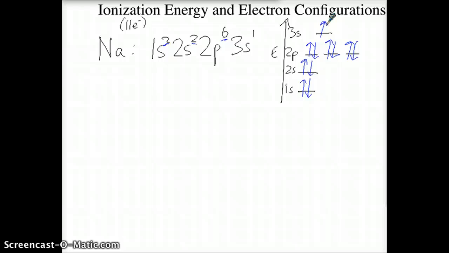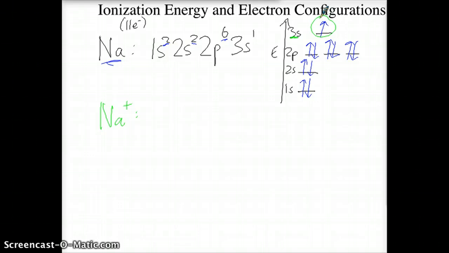So when we say that we want to ionize Na, we want to turn it into Na+, that means we're going to remove an electron. Well, which electron are we going to remove? We're going to remove the electron that's furthest away from the nucleus, the one that requires the least amount of energy. And we know that this 3s, we're in the third energy level. This electron is going to be the one that's furthest away from the nucleus.